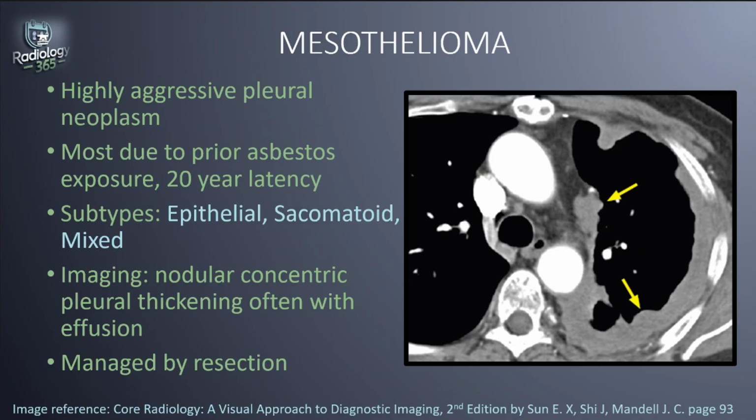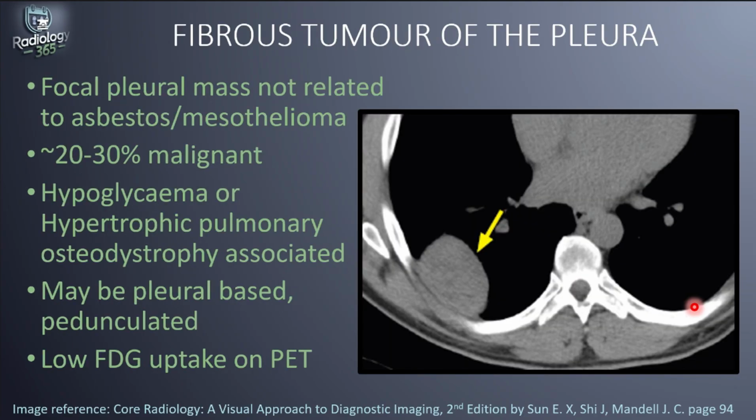So this image is a contrast enhanced CT of the thorax, and it shows extensive nodular pleural thickening of the left hemithorax, almost circumferential. There are a few areas that are spared, but it's almost circumferential nodular thickening of the pleura. This was a case of mesothelioma.